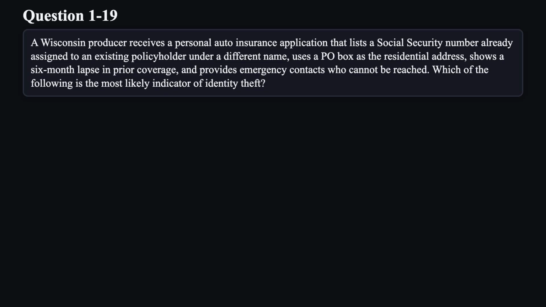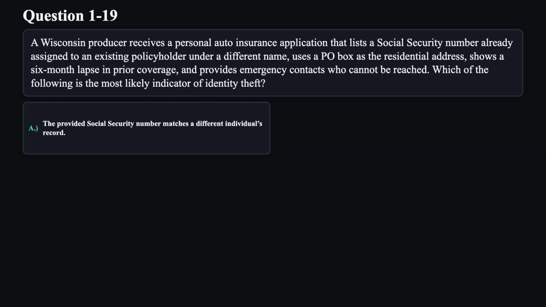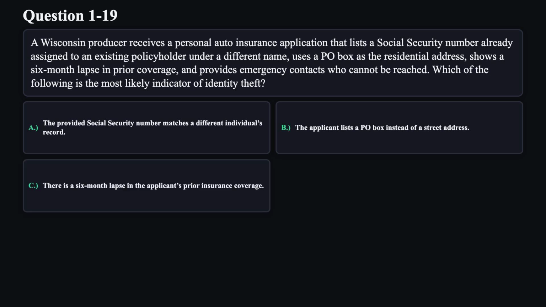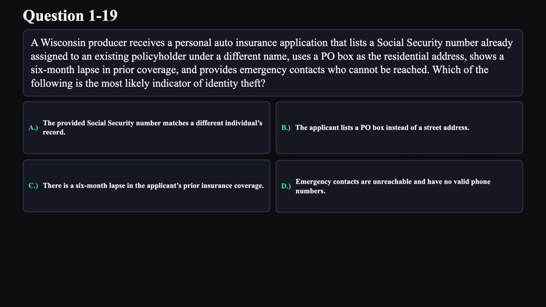Question 19. A Wisconsin producer receives a personal auto insurance application that lists a Social Security number already assigned to an existing policyholder under a different name, uses a P.O. box as the residential address, shows a 6-month lapse in prior coverage, and provides emergency contacts who cannot be reached. Which of the following is the most likely indicator of identity theft? A. The provided Social Security number matches a different individual's record. B. The applicant lists a P.O. box instead of a street address. C. There is a 6-month lapse in the applicant's prior insurance coverage. D. Emergency contacts are unreachable and have no valid phone numbers.